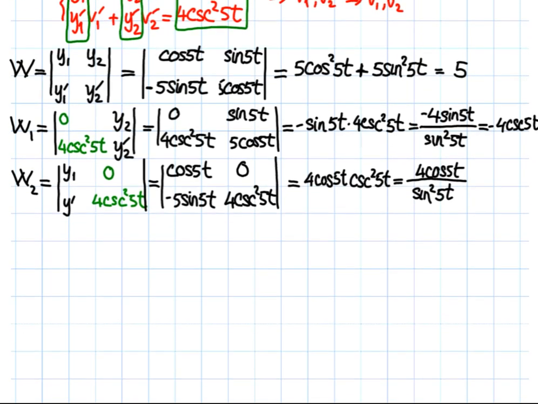Then we will find v1 prime. v1 prime is W1 over W. So we have W1 is negative 4 cosecant 5t divided by 5. So that's what we have. So we will write just negative 4 over 5 cosecant of 5t. So that is v1 prime.